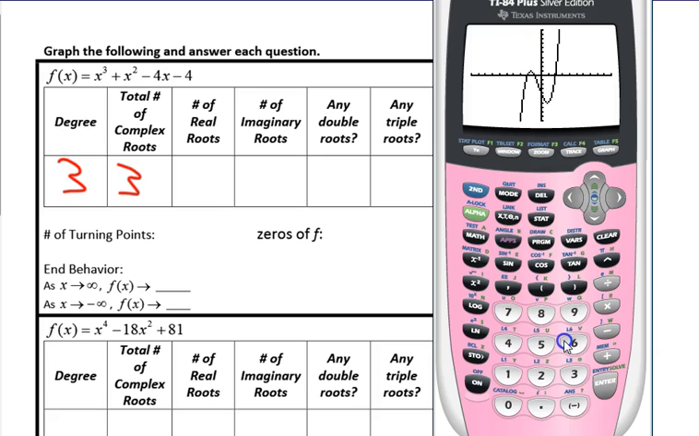Alright, now, in order for us to look at the real, imaginary, double roots, triple roots, we've got to look at the graph. Right? So, how many real roots do you see here? 3. Which means, are there any imaginary? Nope. Are there any double roots? Nope. About triple? No. I'll do 3.